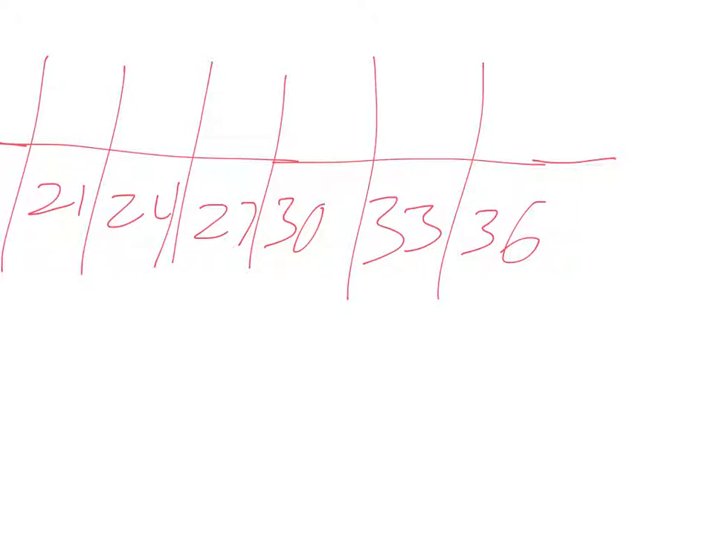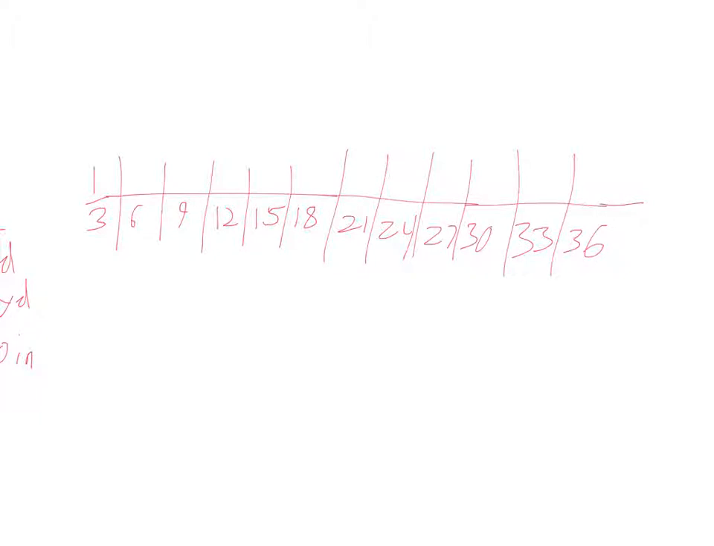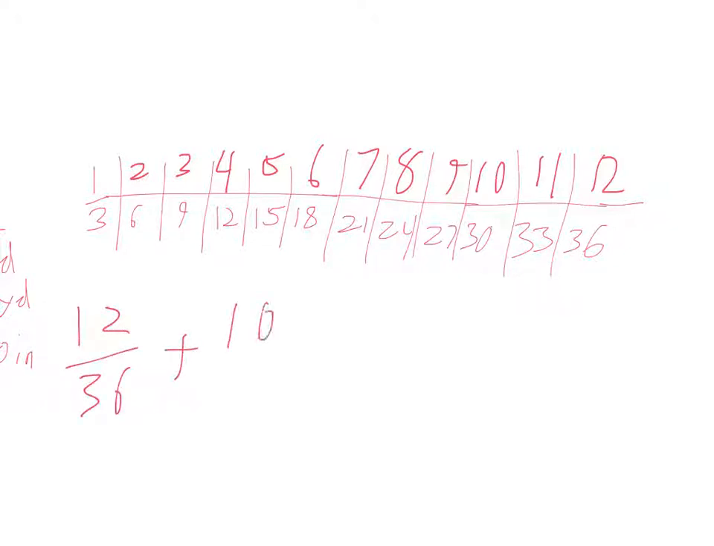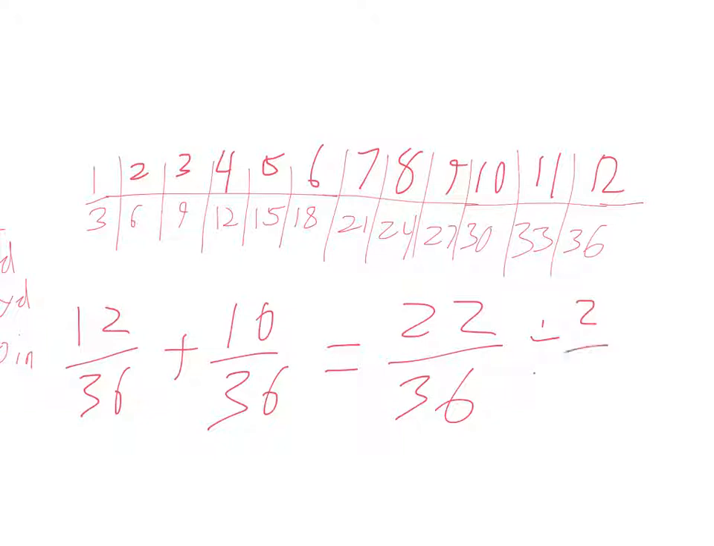Now we need to figure out what the numerator would be to represent the number of inches there. And for this, we just count by ones: 1, 2, 3, 4, 5, 6, 7, 8, 9, 10, 11, 12. So we have 12/36, and we can add that to 10/36, and that should equal 22/36. Now we should be able to simplify this, and we can simplify it in half by dividing both by 2. And that would be 11/18, or 11/18ths of a yard.